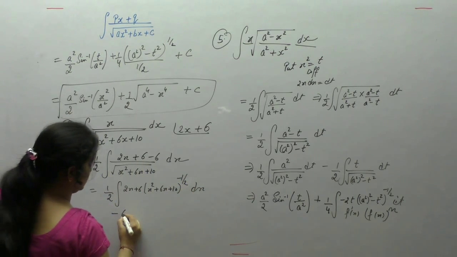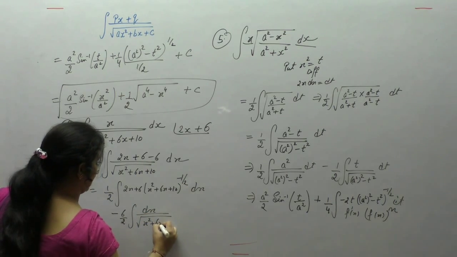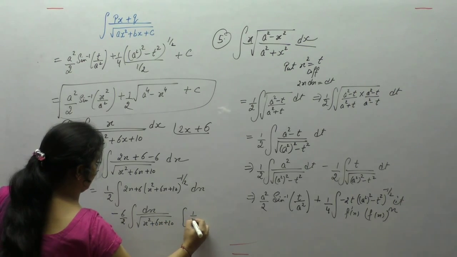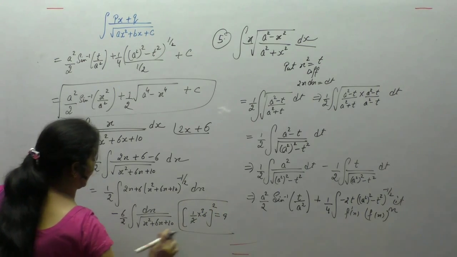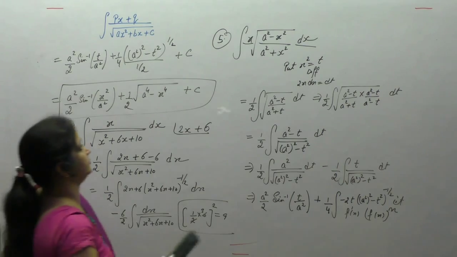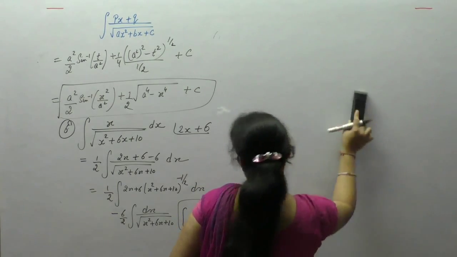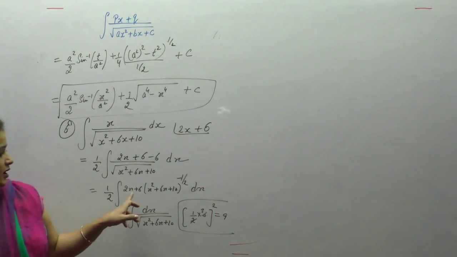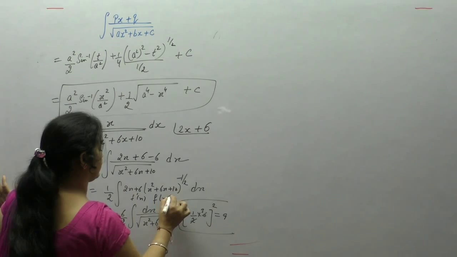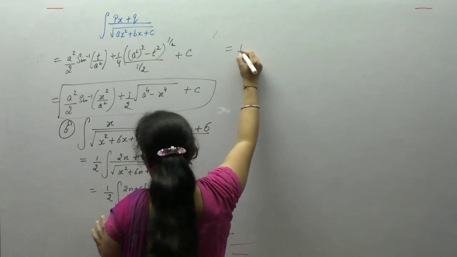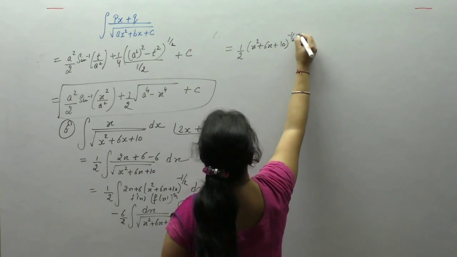Minus 6 upon 2, dx upon square root of x square plus 6x plus 10. Add and subtract half coefficient of x whole square. 3 square is 9. Add and subtract this term in the denominator. This is our form integral of f dash x into f of x power n, which is f of x power n plus 1. Half, x square plus 6x plus 10 power minus half plus 1 is 1 by 2.